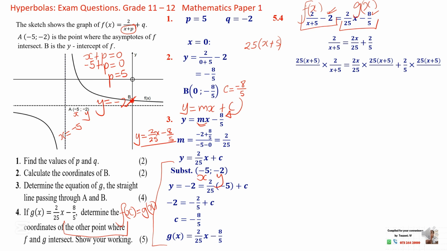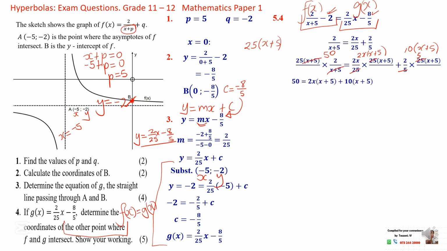So the first one, if you multiply, x plus 5 and x plus 5 cancel, I remain with 25 times 2, which is equal to 50. In the second one, 25 cancels 25. I'm going to remain with the 2x times (x plus 5). Then in the next one, 5 divides into 25 5 times. 2 times 5 will give me 10. So this part is going to remain with the 10 times (x plus 5). Then I can write that down and carry on with my calculation.